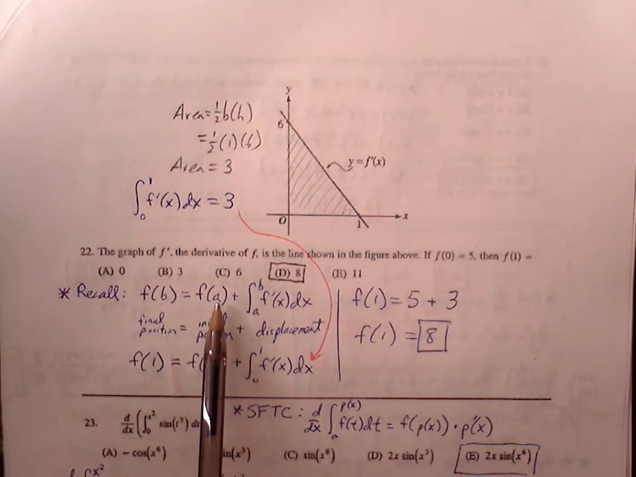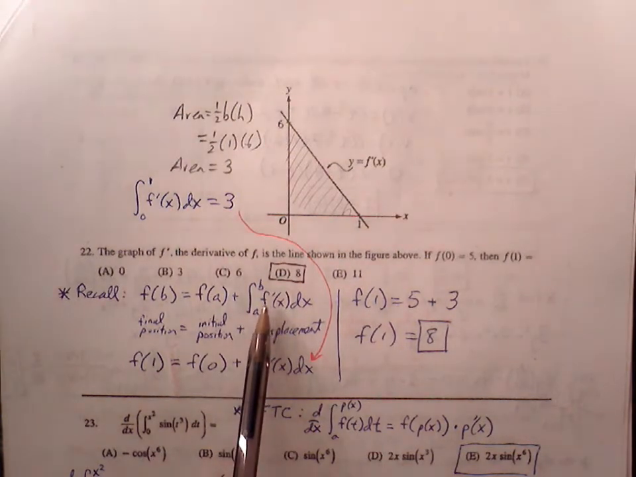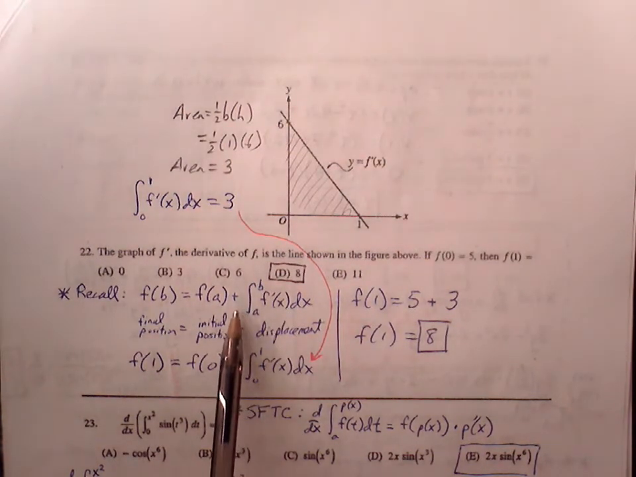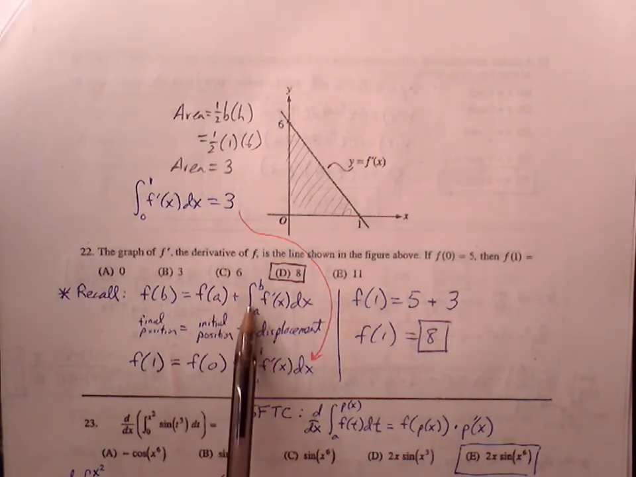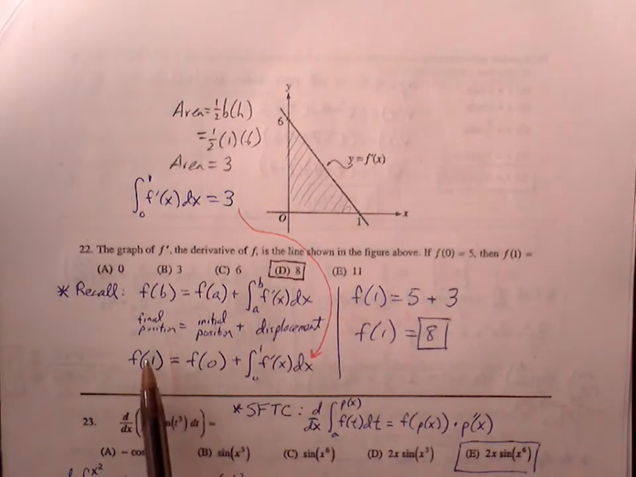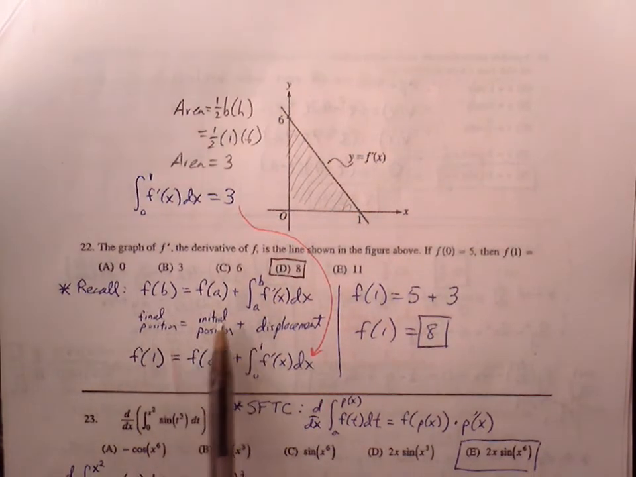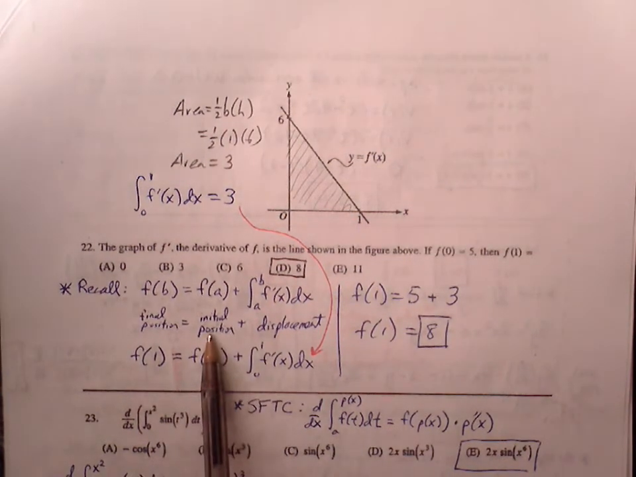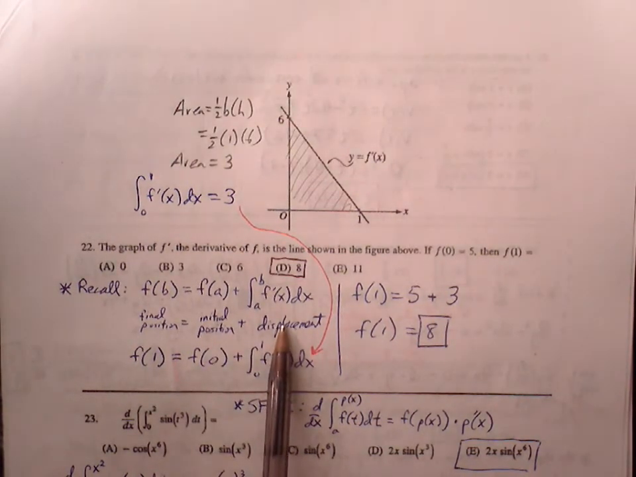We know that the definite integral from a to b of f prime is equal to f of b minus f of a. So if we rearrange that, we can say f of b is equal to f of a plus the integral from a to b of f prime. So in other words, any location or final position that I'm looking for, I can always start with an initial position given, and then I bridge the gap between the initial position and final position, and I can call that displacement.